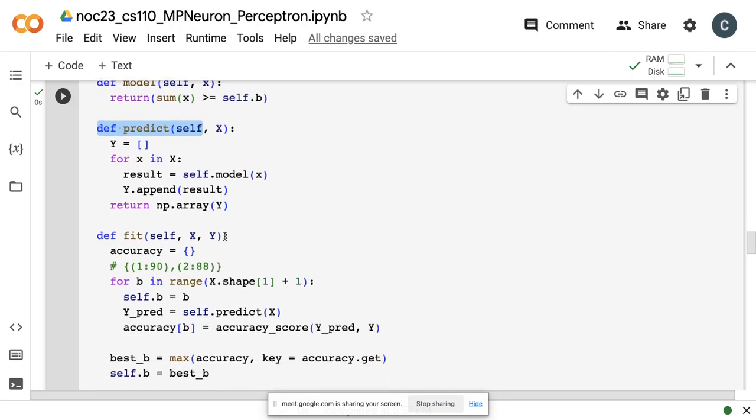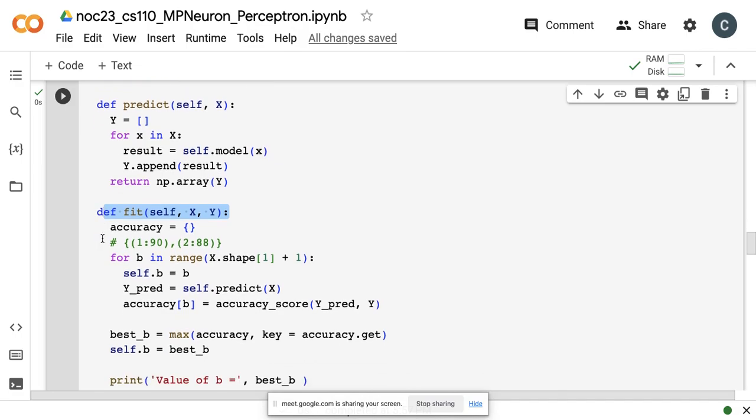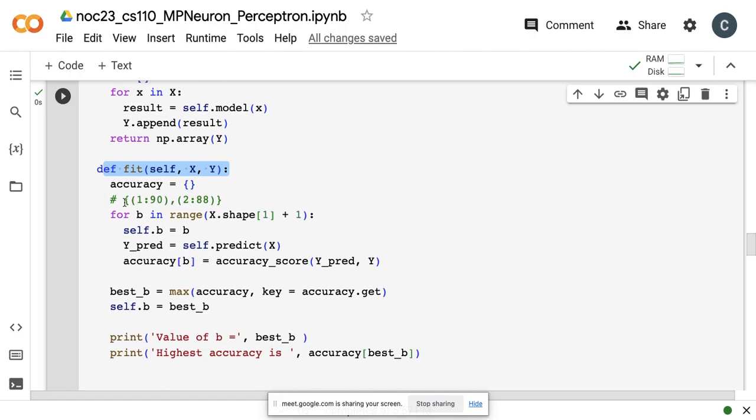Right? But the main function of all this is the fit function. What the fit function actually tells about is basically the learning algorithm that you're going to write. So this fit function will tell about that. In this case, it takes whatever the learning algorithm is, that is the summing of the inputs, and changes the threshold value based on the accuracy that you are getting, right?